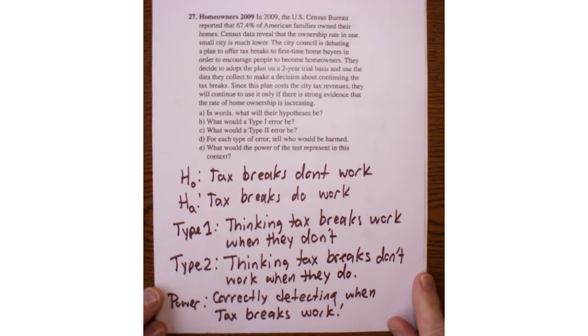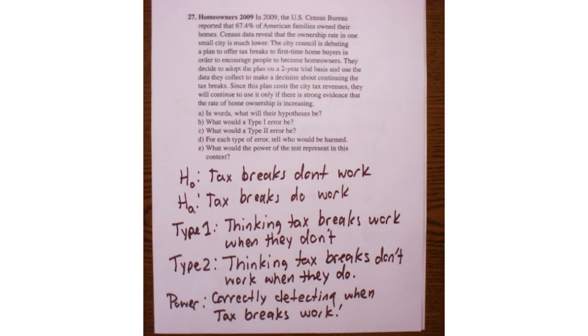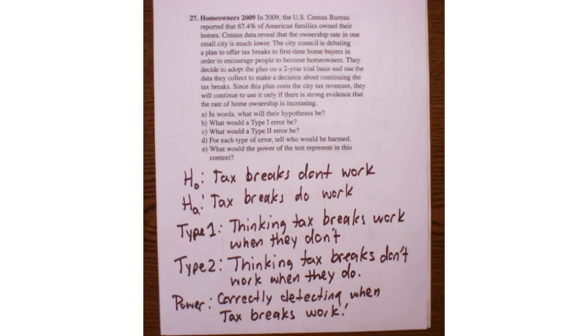So our null hypothesis in this situation is that the tax breaks do not work. Tax breaks don't increase anything. Tax breaks do nothing. That's our null hypothesis. The alternate hypothesis is that the tax breaks do work.